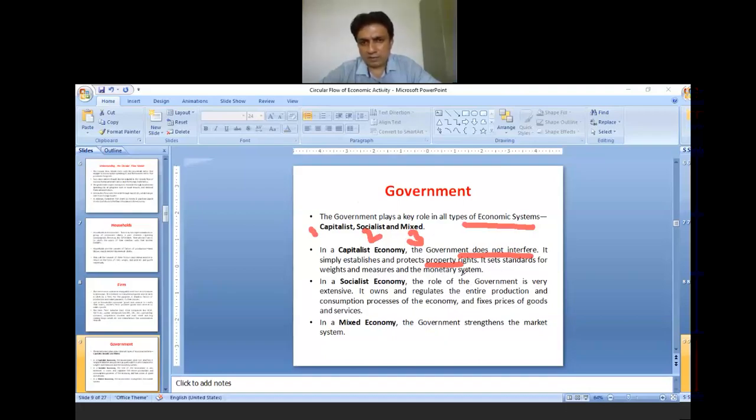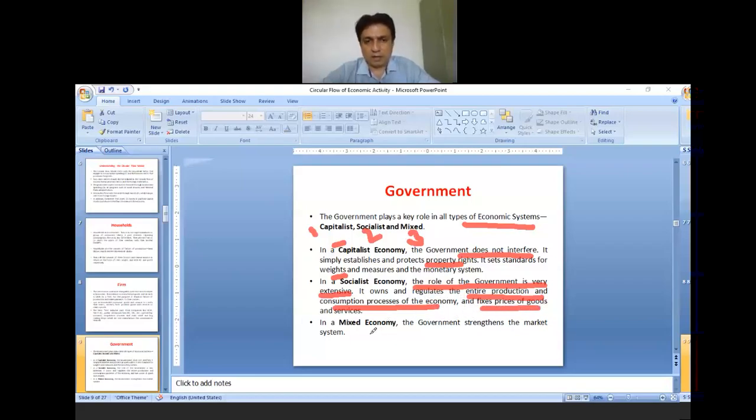In some countries, a capitalist economy is there, and in some countries, a socialist economy is there. In a socialist economy, the role of the government is very extensive. It owns and regulates the entire production and consumption processes of the economy and fixes prices of goods and services. So in a socialist economy, the government holds the major part of the manufacturing of goods and services, and it also fixes the price of the goods and services as well.